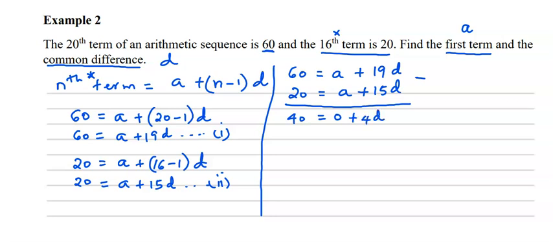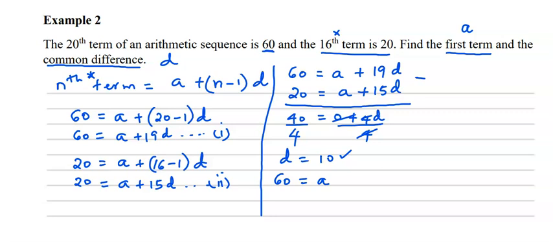So if 4D is equal to 40, then you can divide through, because this 0 is nothing, so it will not affect anything. So you divide everything by 4. So D will be equal to 40 divided by 4. So our D will be equal to 10. Remember, one of the things we were supposed to find is the common difference, which is now 10. So you can use either equation 1 or equation 2.